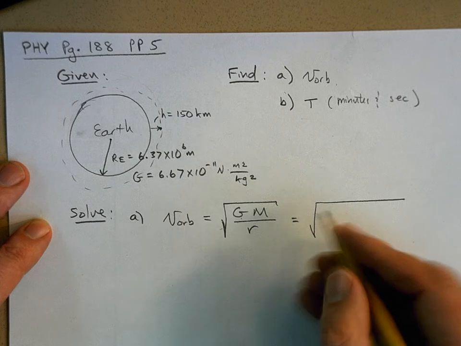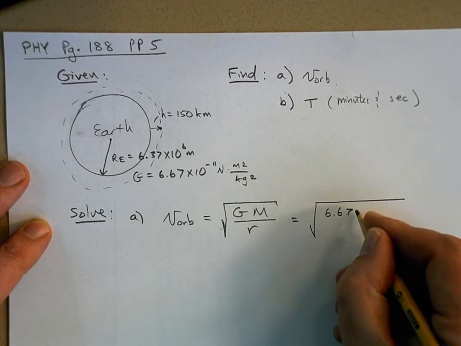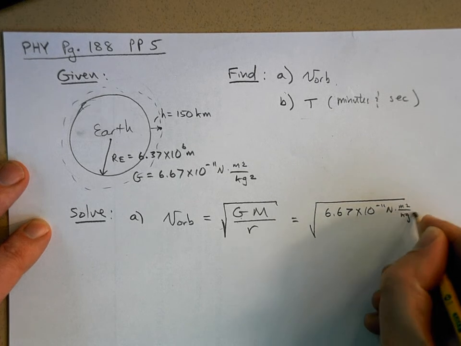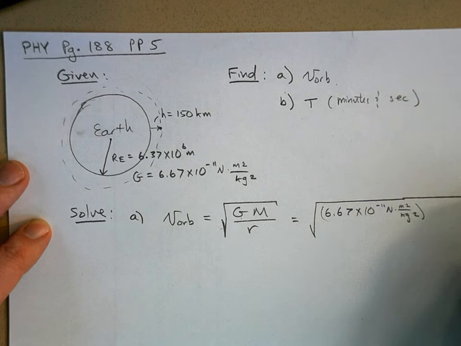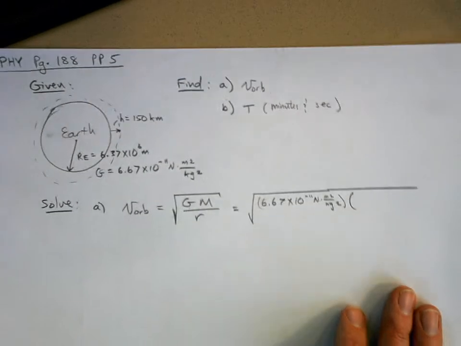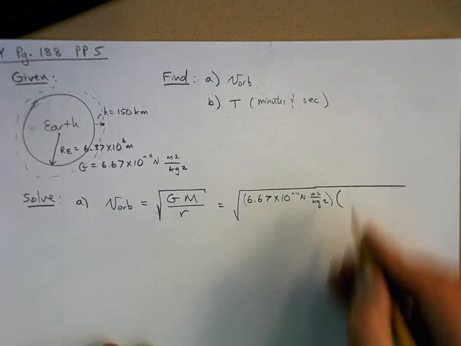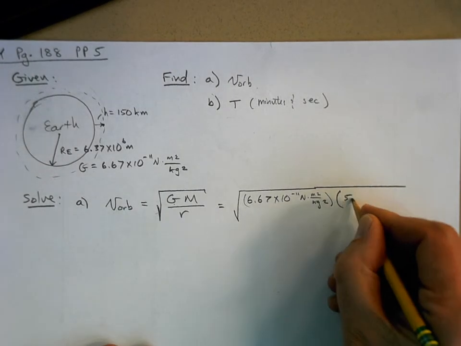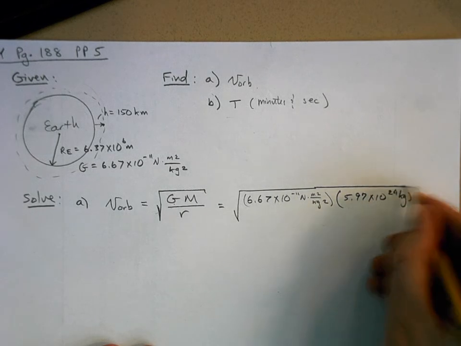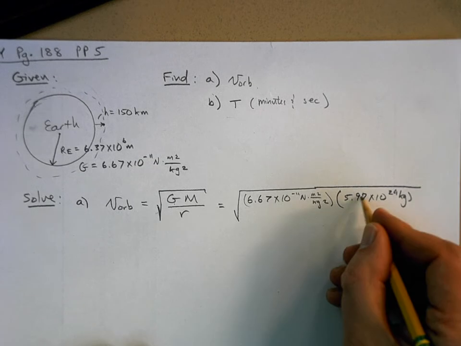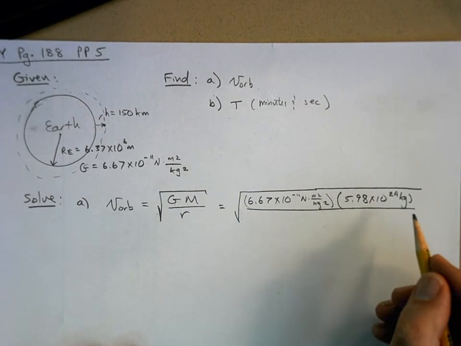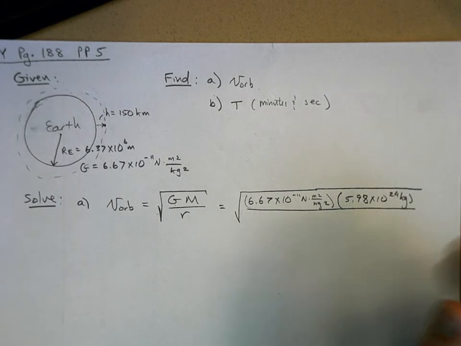Now, this is G, 6.67 times 10 to the negative 11 newton meters squared per kilogram squared, times the mass of the Earth. Oh, I'm off screen. Let's zoom out. And everybody knows this anyway. It's common knowledge that the mass of the Earth is 5.97 times 10 to the 24 kilograms. Or 5.98, okay, we'll use 5.98. I don't care, don't worry about it.